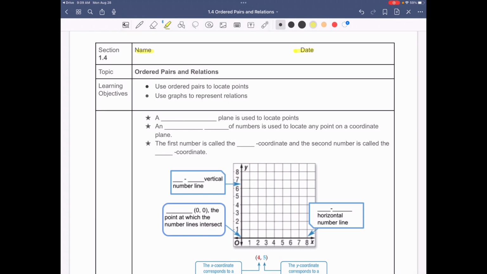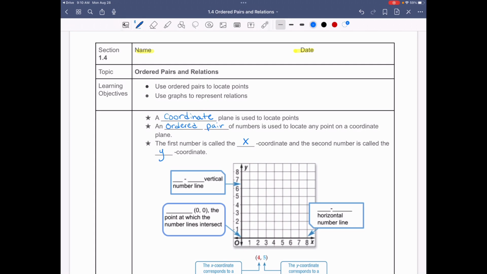Our learning objectives: we're going to use ordered pairs to locate points, and we're going to use graphs to represent relations. And here's some vocabulary. A coordinate plane is used to locate points. An ordered pair of numbers is used to locate any point on a coordinate plane. The first number is called the x-coordinate, and the second number is called the y-coordinate.